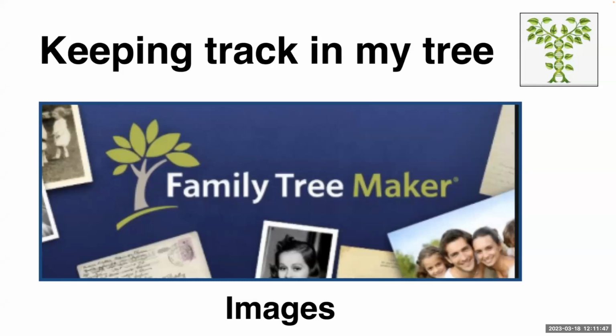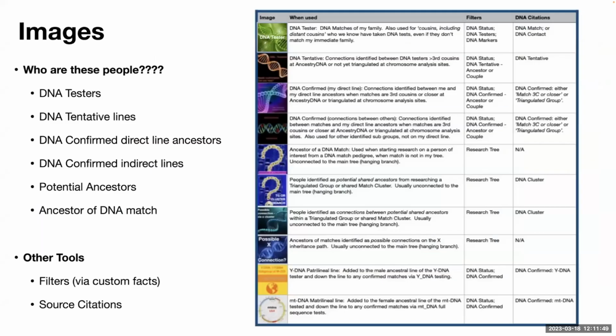The first thing I wanted to talk about was images, which is where I went first, and Danielle's already talked about that a bit. I ended up creating a whole range of images. I started off with just a DNA tester and DNA confirmed, but I ended up with this great long list, I think about 10 there. Basically, similar to what Danielle was saying, I'm trying to look at my tree so I can quickly know where I'm up to. So I have images related to those categories I was talking about before: tentative confirmations, direct line confirmations, indirect line confirmations, similar to Danielle.